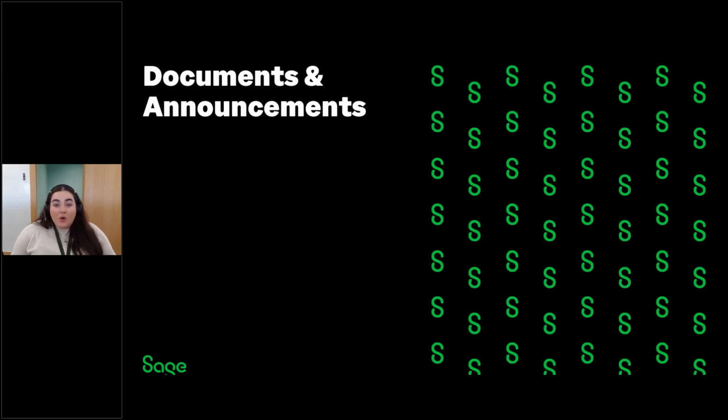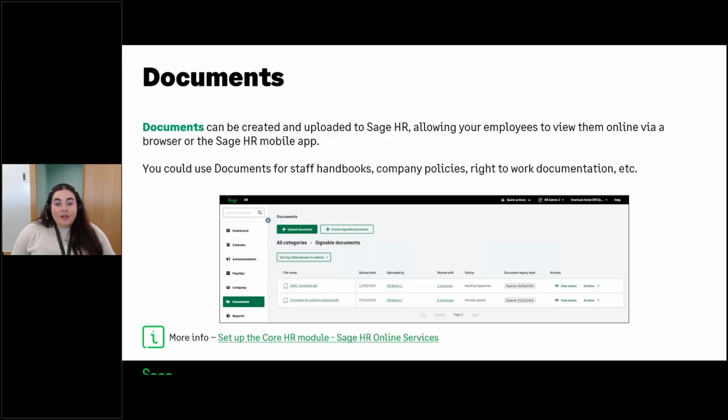These are both features of core HR, and we'll start with documents. So these can be created and uploaded to Sage HR, and they can be viewed online by people in your business, either online via a browser or the Sage HR mobile app. A couple of examples of what documents could be used for could be things like staff handbooks, company policies, right to work documentation, employment contracts, the list goes on. There really are so many options and ways that you can use documents to suit your business.